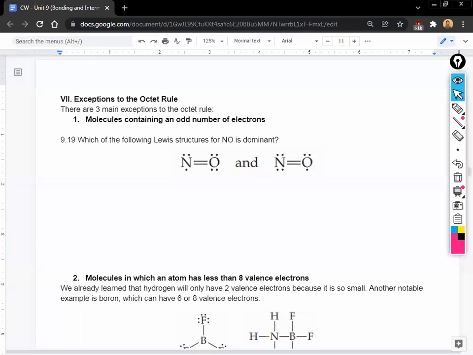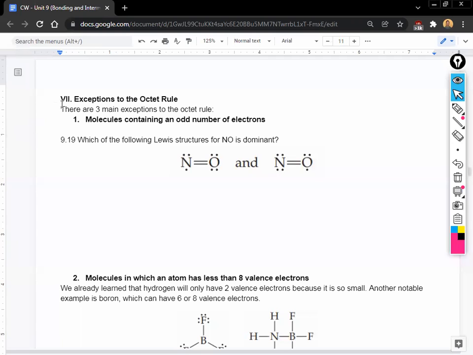So we talked about last time how we have the octet rule, right? How most of the elements want to have 8. We already learned about one exception, which is hydrogen. Hydrogen wants 2, but we are going to be talking about a couple more exceptions, okay? There are 3 main exceptions.